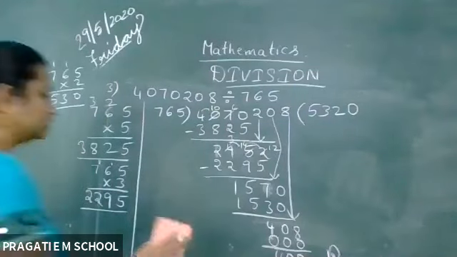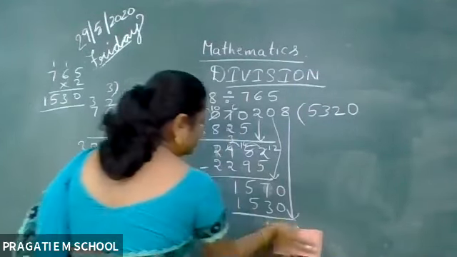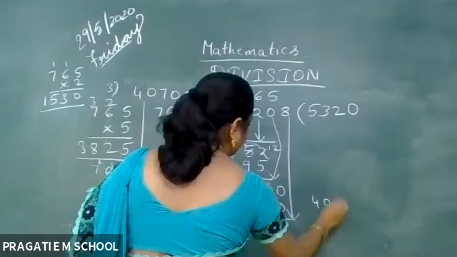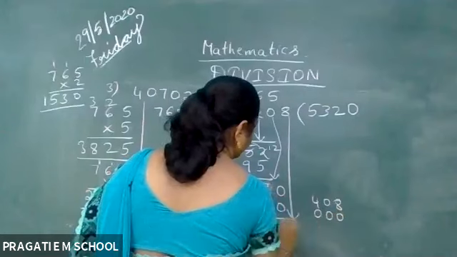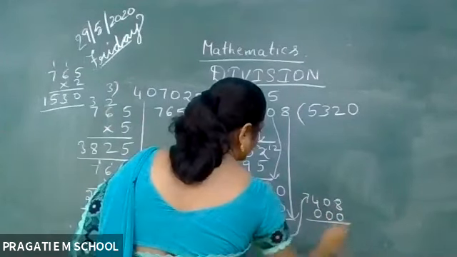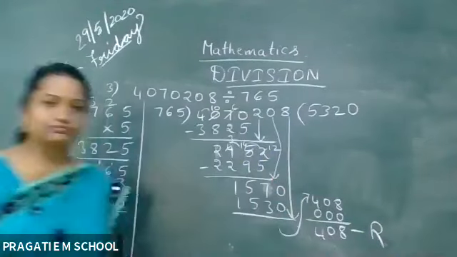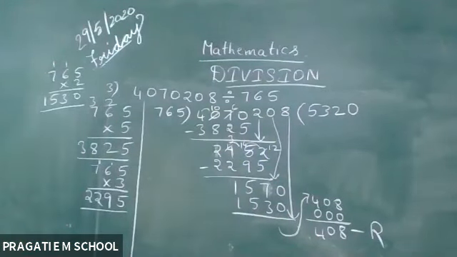If you can't see down there, I'm going to write here, children. 408,000, 408 as the remainder.